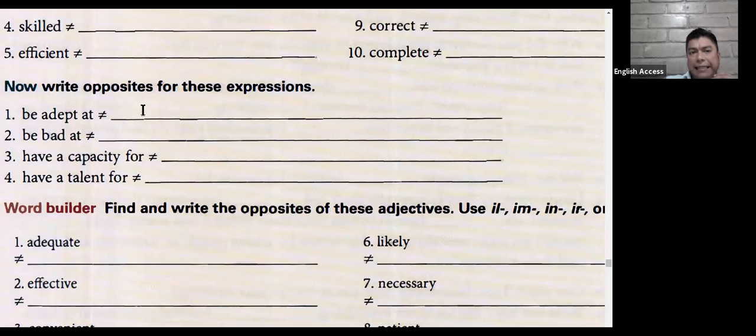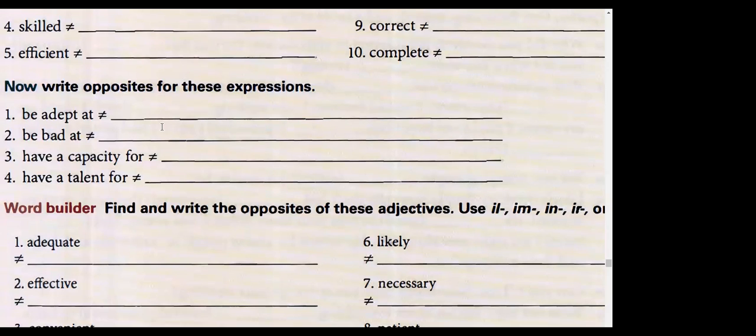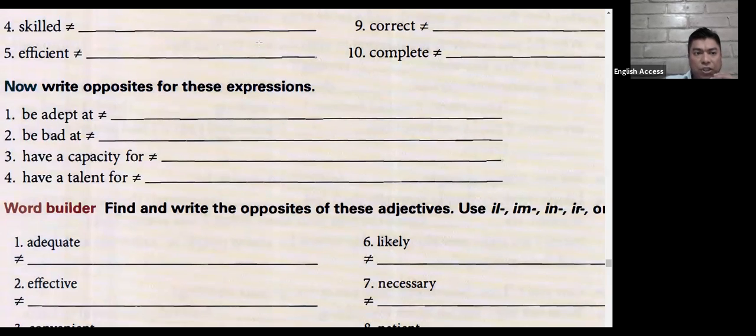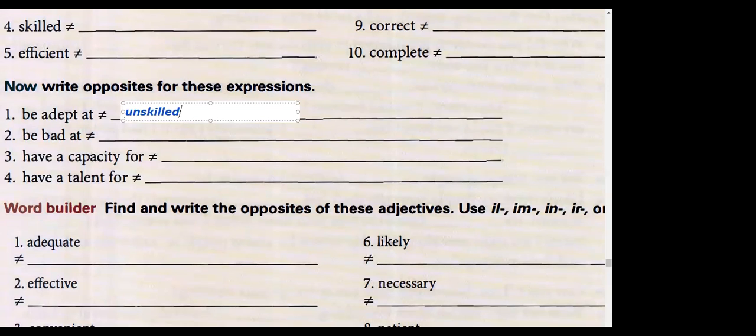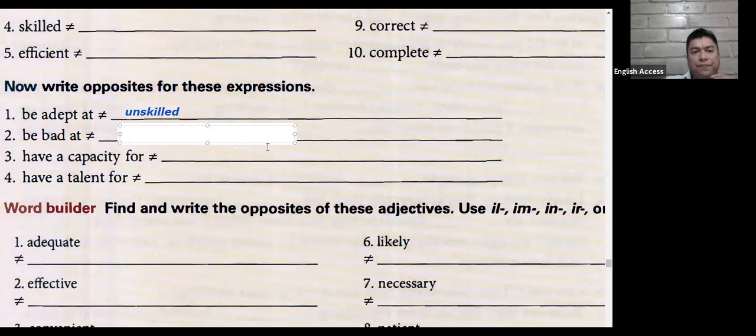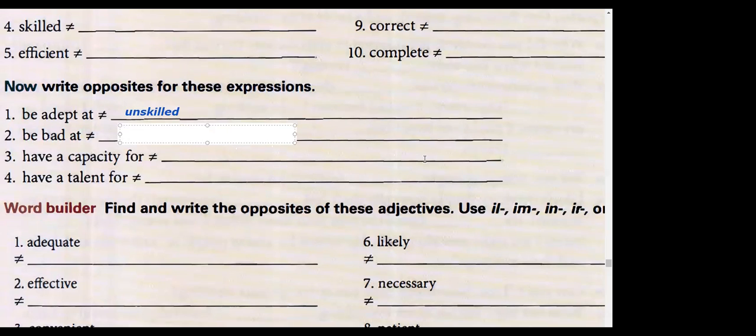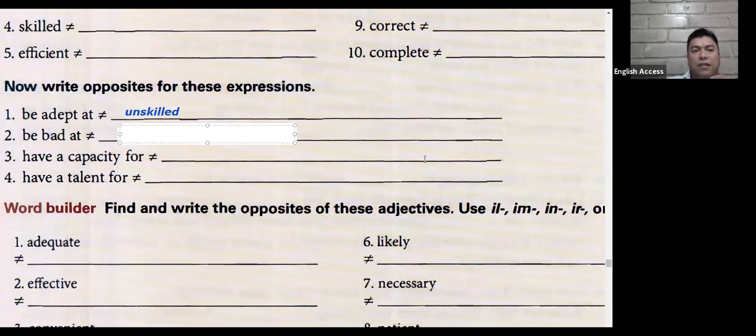Now write opposites for these expressions. Be adept at. On skill. What is the opposite? You are correct, Maria Carmen. The opposite of be adept, yes, unskilled. That's correct. What about number 2? Be good at or be brilliant at. Be good at, yes, very good.